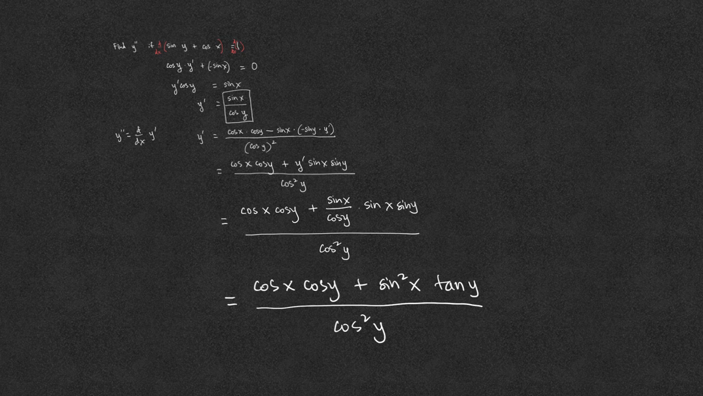If we want, we can go one step further and simplify one factor of cosine of y with one factor of cosine of y in the denominator. But to do that, we would need to split this fraction into two.